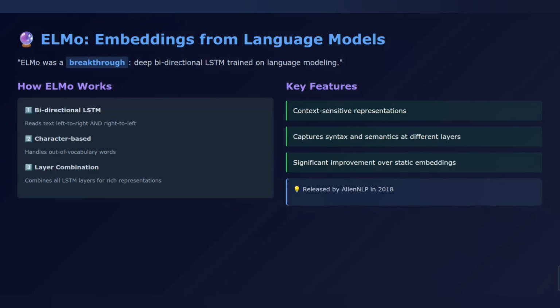First, it's bidirectional. It reads text both left to right and right to left simultaneously, giving it full context. Second, it's character-based, which means it can handle out-of-vocabulary words it's never seen before. Third, it combines representations from all LSTM layers, giving you rich, multi-level features. The result is context-sensitive embeddings that capture both syntax and semantics at different layers. It was a significant leap forward from static embeddings.